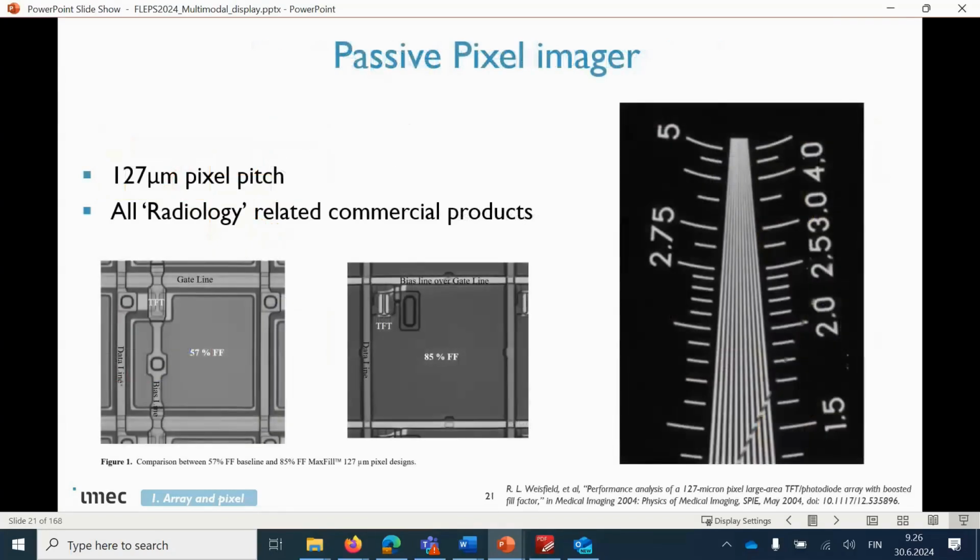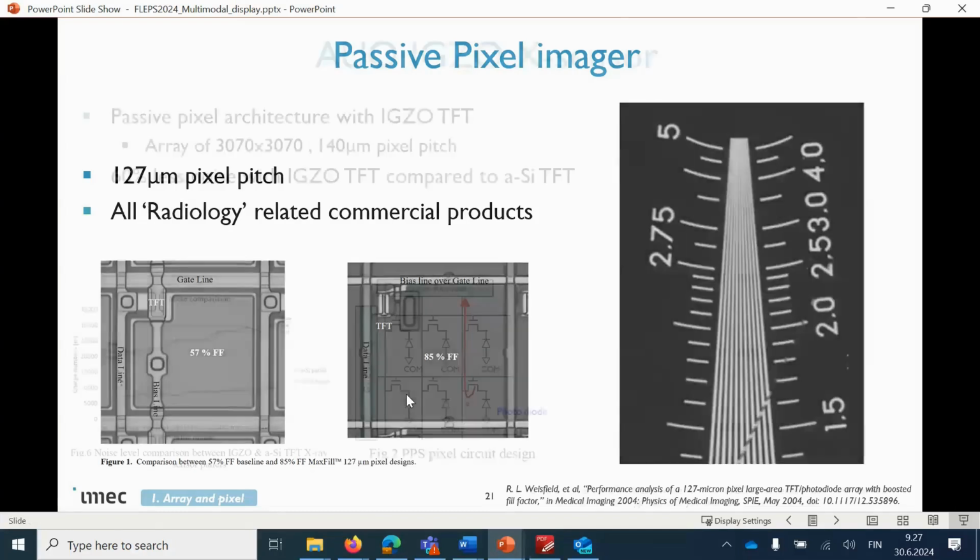And this actually works. This very simple passive pixel works very well. Here is a publication 20 years ago, where you can see on the right a pixel taken using an imager of 127 micrometer pixel pitch. You can see also the top photo of the pixel, with the data lines, the bias line, the gate lines, and the select lines driving through. This is one pixel. Here is the transistor, and on top is the photodiode.